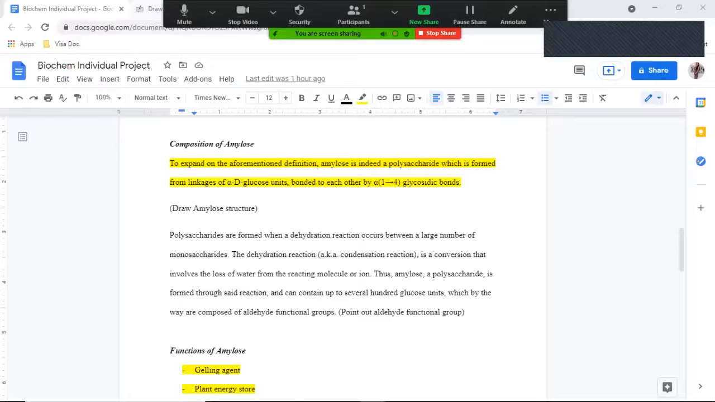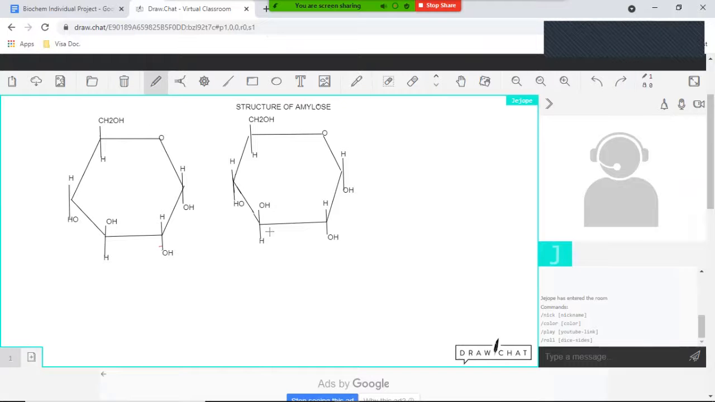So just to put things into perspective, I'm going to share my screen really quickly so we can both look at the structure of amylose that I previously drew. Okay, so here we are. For the sake of time, I just went ahead and drew what we see here. So a couple of things to point out.